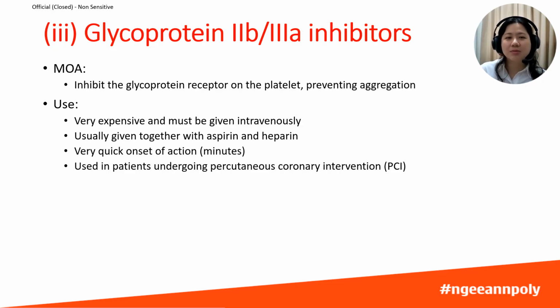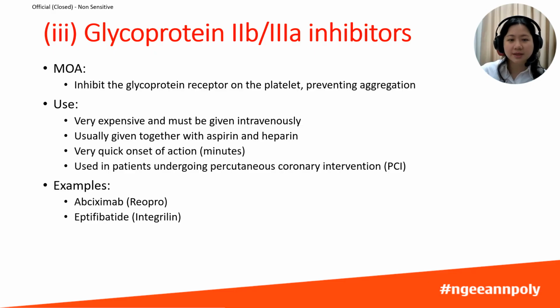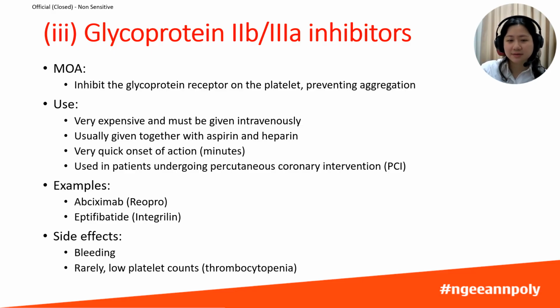The role of glycoprotein 2B3A inhibitors in the treatment of myocardial infarction is actually quite limited. They are used in patients undergoing percutaneous coronary intervention, or PCI, to prevent the formation of blood clots during and immediately after the procedure. Examples of such drugs are abciximab and eptifibatide. Abciximab is a monoclonal antibody, while eptifibatide is a small molecule. Both of them are available as intravenous agents.